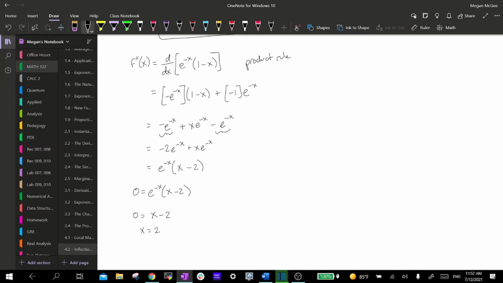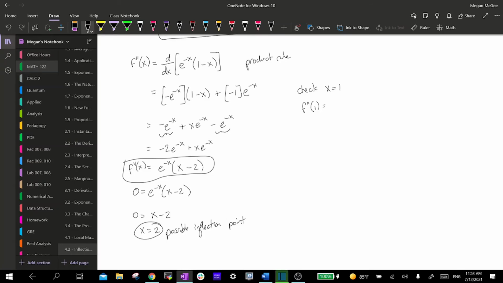Alright, so we need to check either side of our possible inflection point. So this is a possible inflection point. So we're going to check when x is equal to 1. So we'll look at it's not g, it's f, the second derivative of 1. Well, our second derivative is what we found right here. That's an x. There we go.